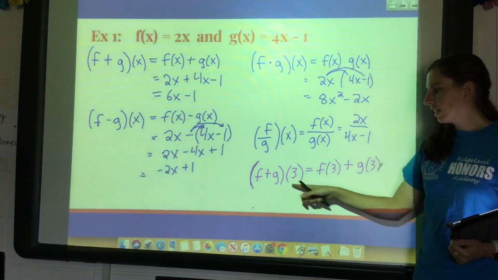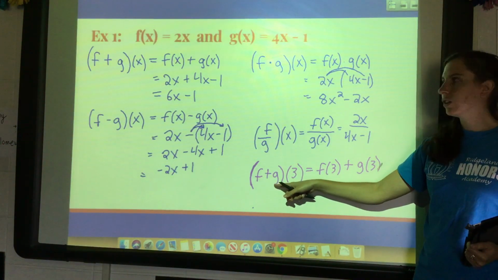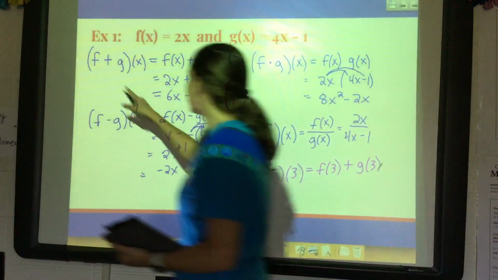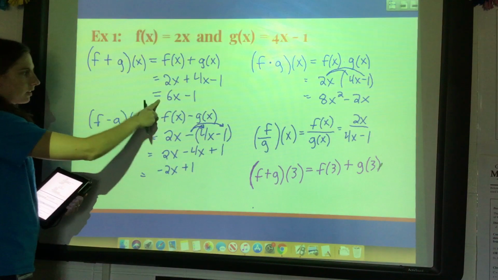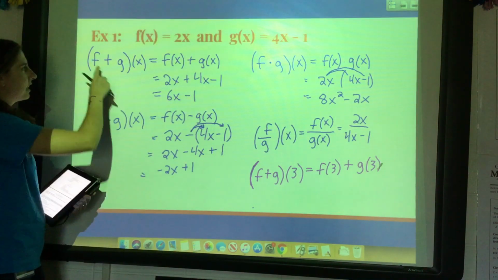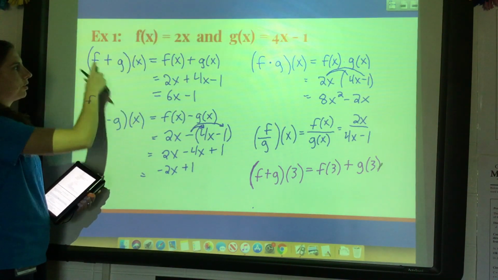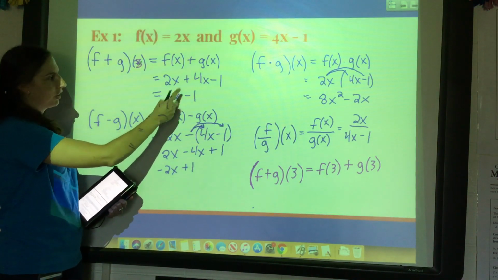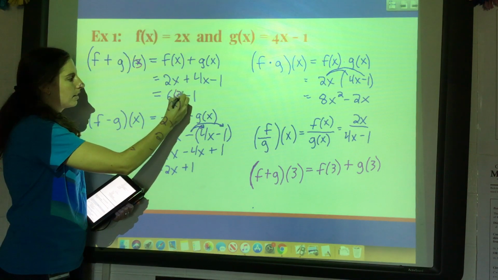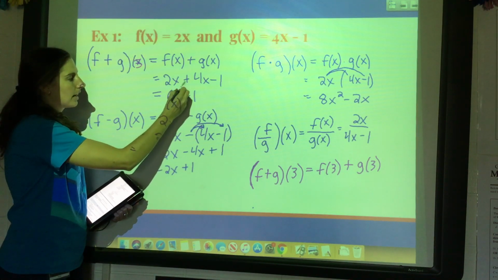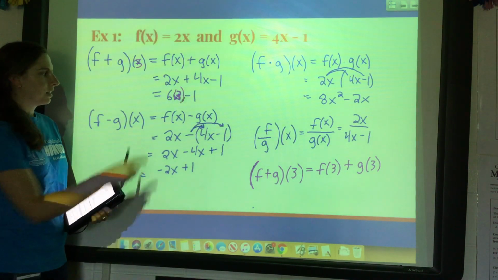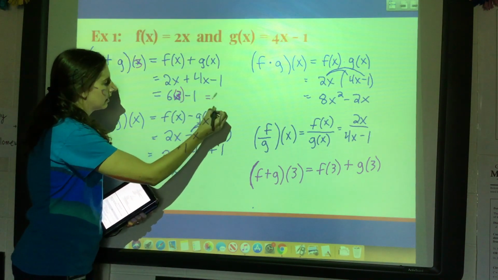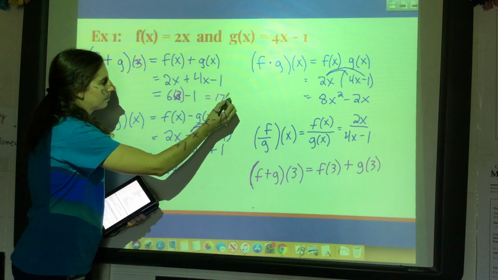If I want to try it this way, by combining the functions first, I actually already did that. So let's come back up here where we did f plus g, and we got this. If instead of f plus g of x, I want to do f plus g of 3, then I'll put a 3 in for x. Basically, just put a 3 right here. Sorry if you can't see that. So 6 times 3 is 18, minus 1 is 17.